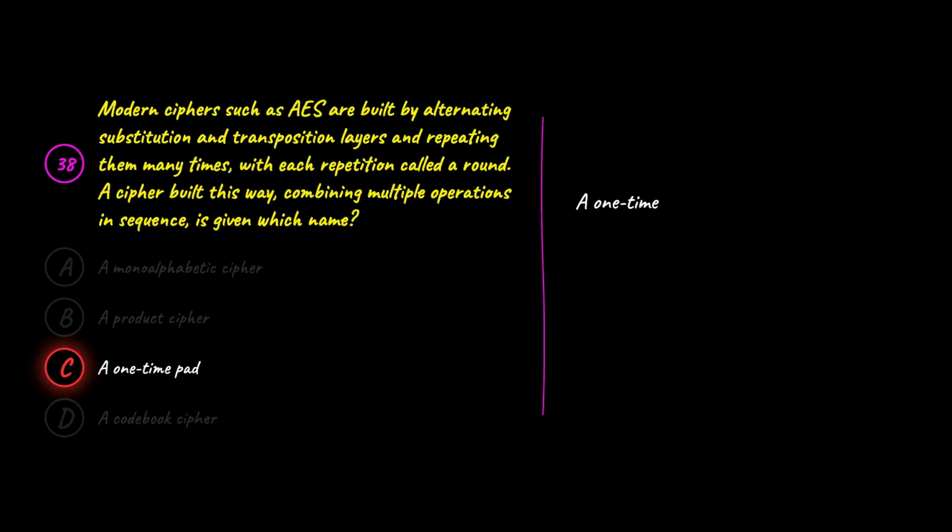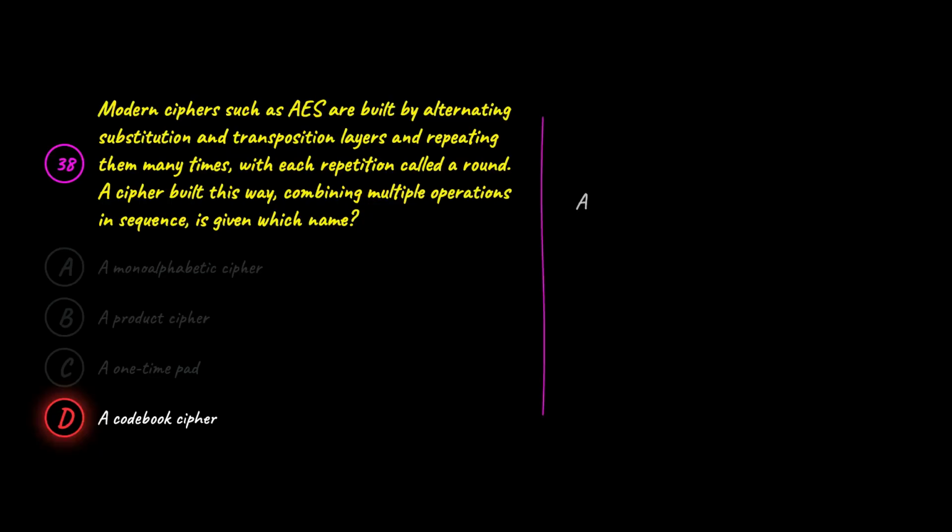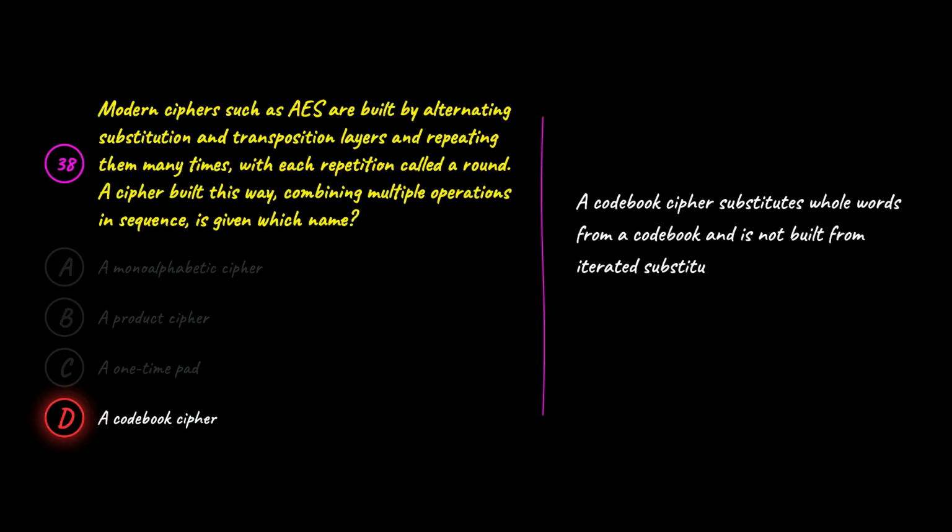C is wrong because a one-time pad combines the message with a random key as long as the message and does not use rounds of substitution and transposition. It is a different construction entirely. D is wrong because a codebook cipher substitutes whole words from a codebook and is not built from iterated substitution and transposition rounds. It is not the layered design described.